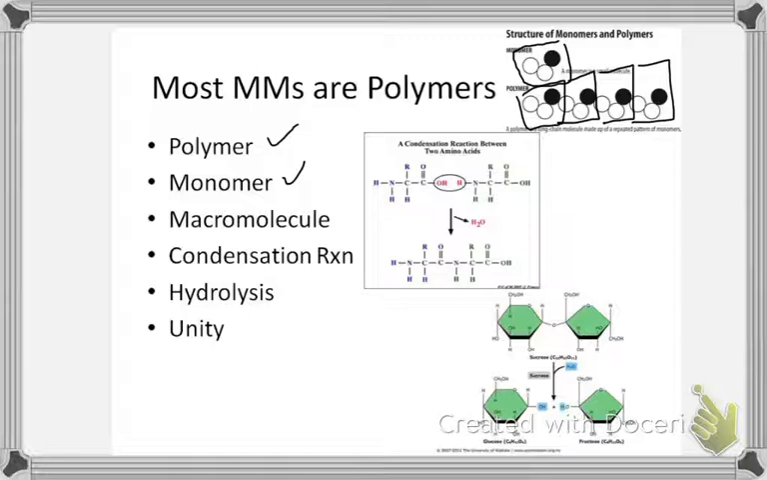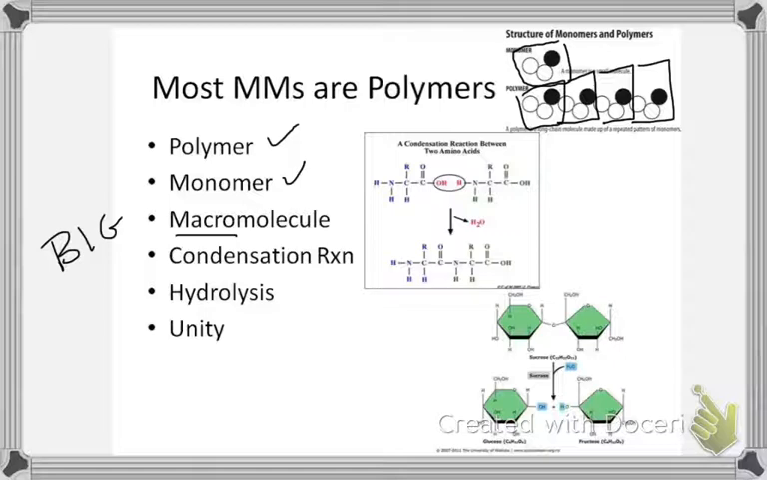A macromolecule, macro means big, is a large organic polymer, and we're going to talk about 4 types: carbohydrates, lipids, proteins, and nucleic acids. And that's what the following slides will be about.